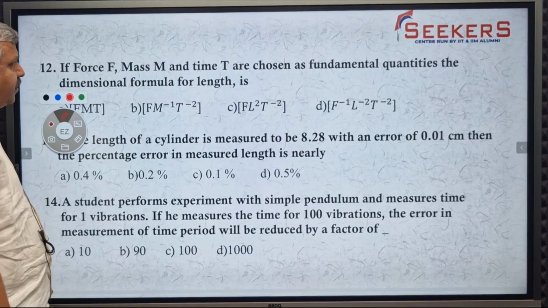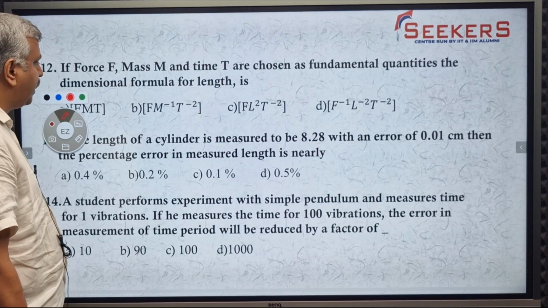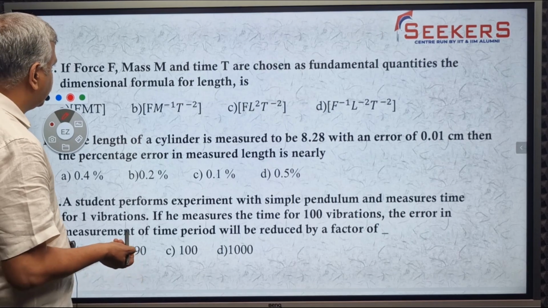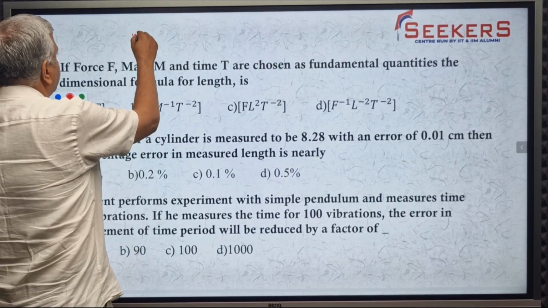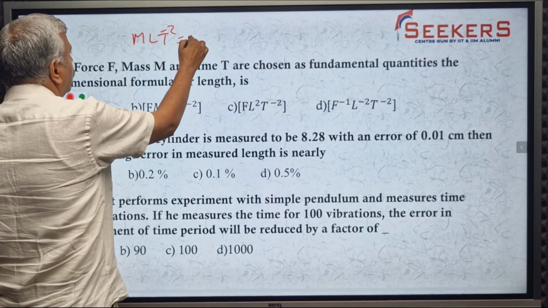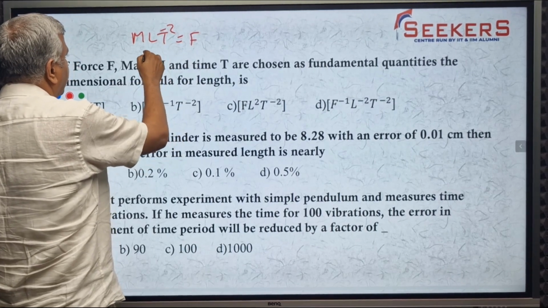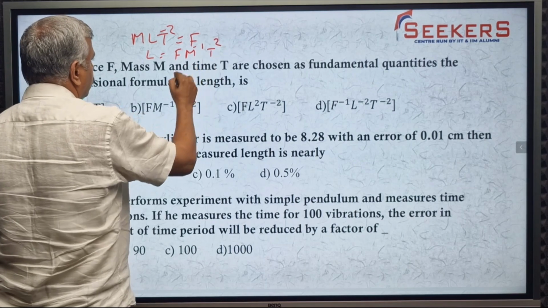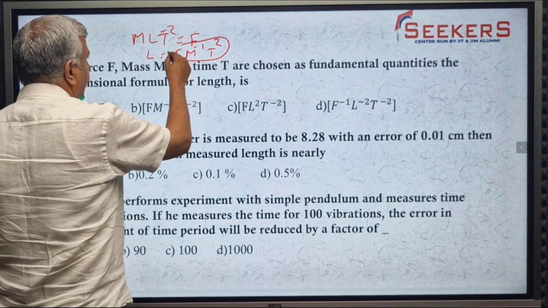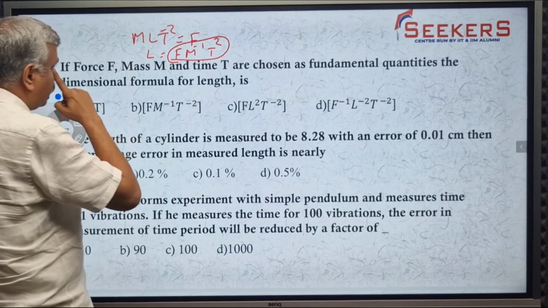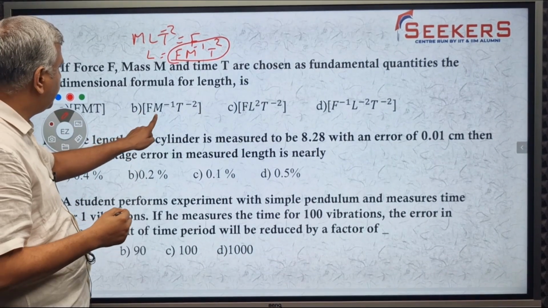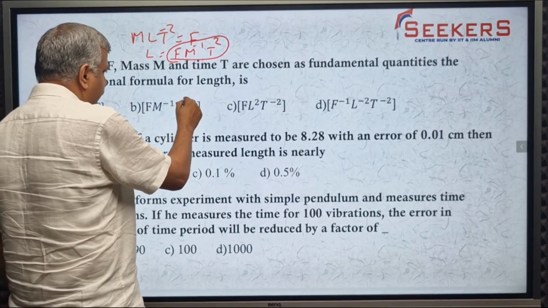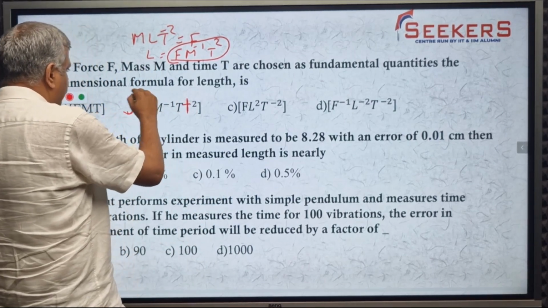If force, mass and time are chosen as fundamental quantities, the dimensional formula for length is how much? I have to just substitute and check where it works out. So we will see F is equal to m L t power minus 2. This is equal to F. So from here I can say L is equal to F m power minus 1 t power 2. Let me see this, F m power minus 1 t power 2, none of them seem to be having it. F m power minus 1, this is t power minus 2, this is not the case. So there is some error in this. I think this should be plus and this should be the option.